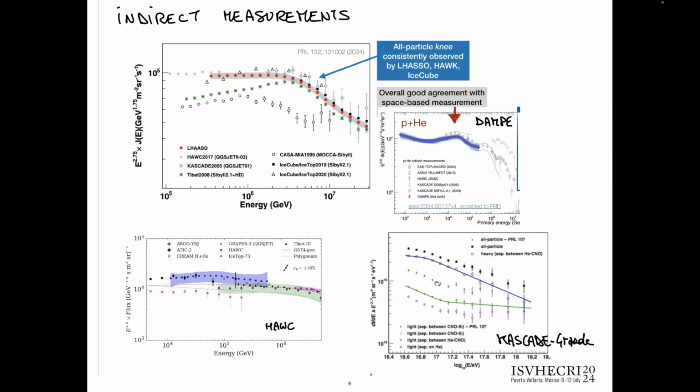measurement where you see that if you divide the heavy from the light in some way, you can see the end of the heavy galactic components around 10^16.8 or so, and you see the onset of extragalactic protons above 10^17 electron volts.